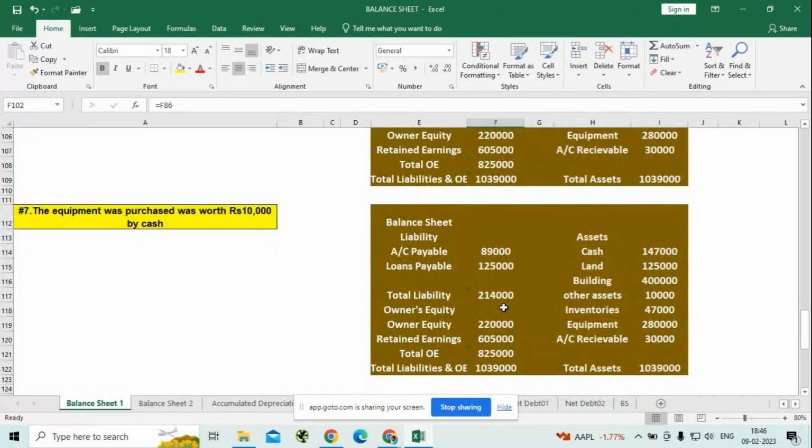The last transaction is that it has purchased equipment. So there is an increase in the equipment value of worth 10,000. Since it is purchased on cash, it is going to get reduced with the cash value. Okay. So like this, we are going to prepare the balance sheet by using the transactions. Good. So thank you for the responses.